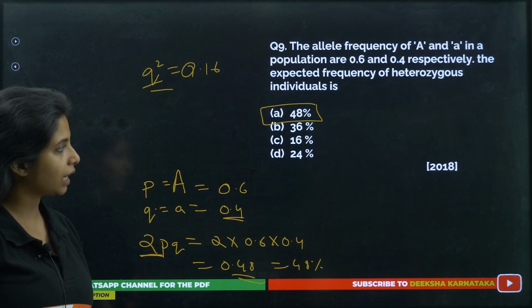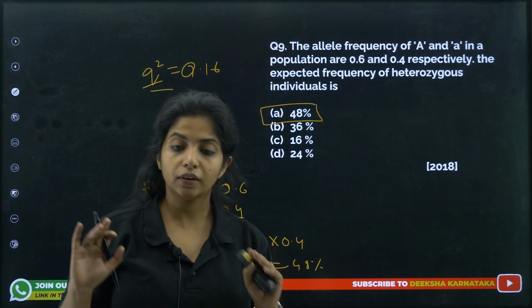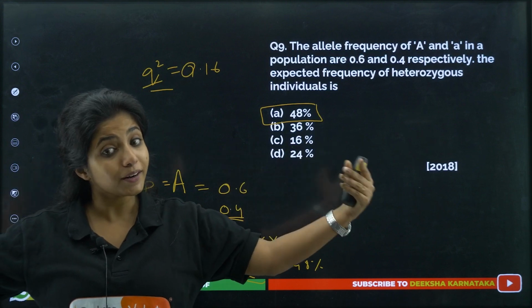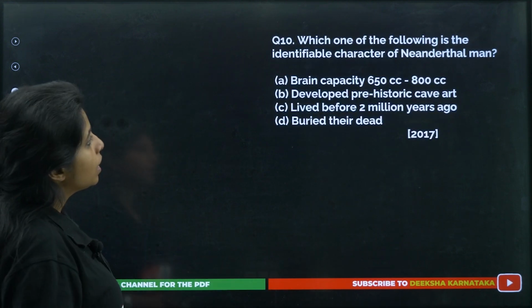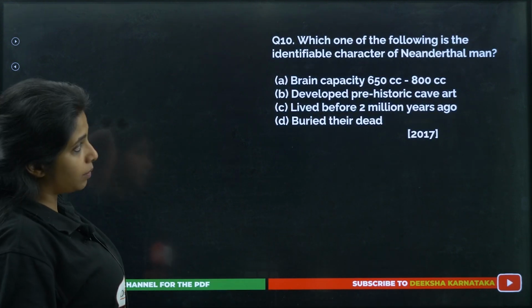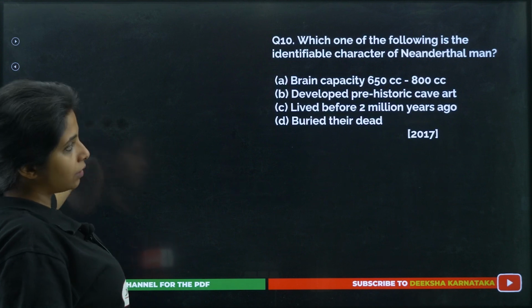Easy? You will get it easy. It is easy actually. Okay, when you get a hold of it, it becomes a lot more easy. Chalo, next. Which one of the following is an identifiable character of Neanderthal man?